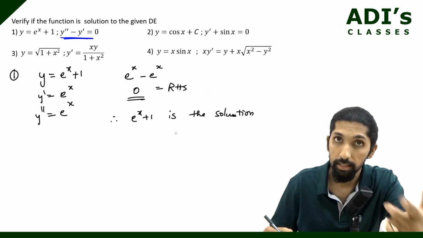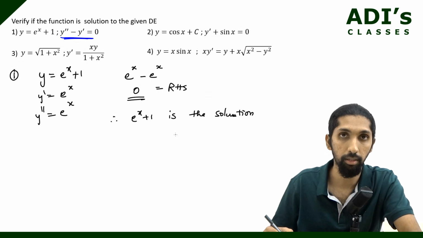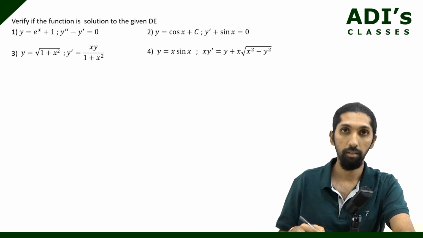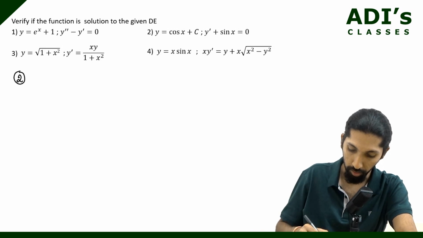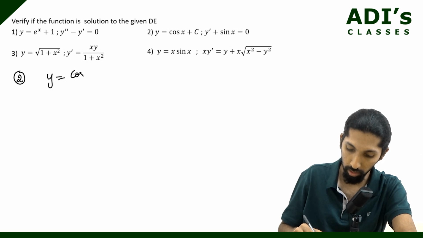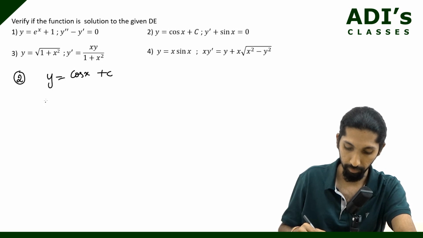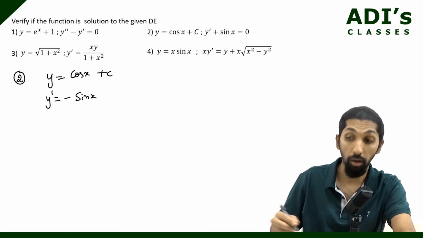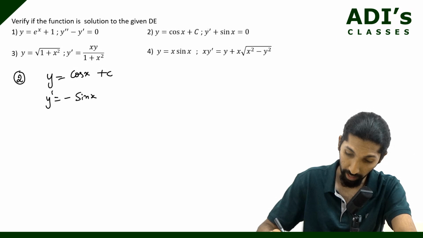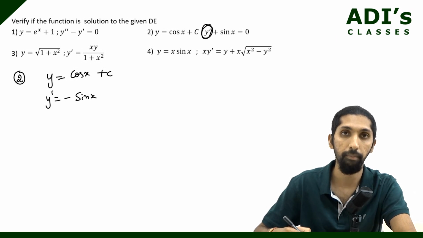Now let's do the second one. You have y is equal to cos x plus c. y dash is equal to minus sin x. Now, where are you going to substitute this? y dash. Here you substitute.